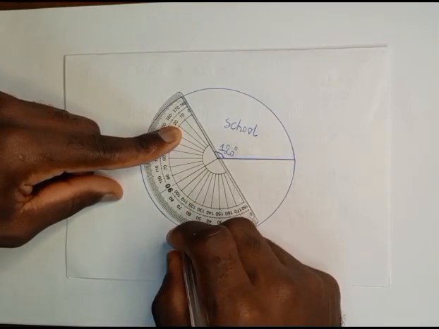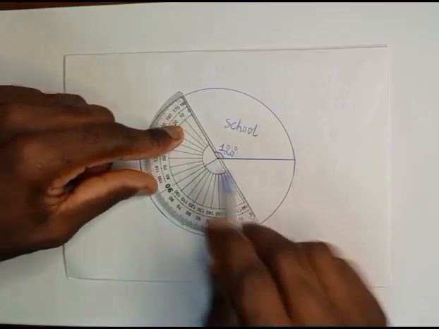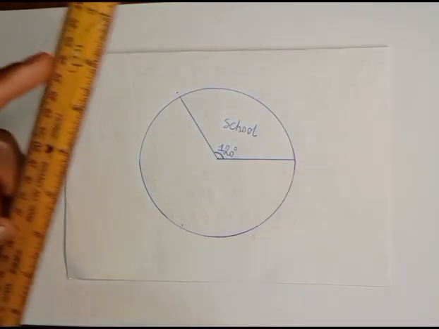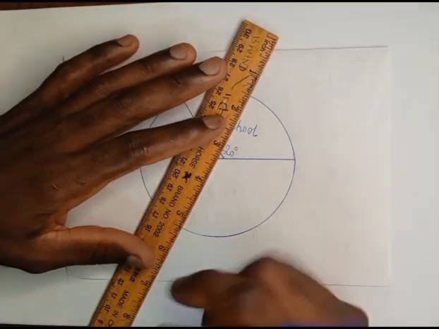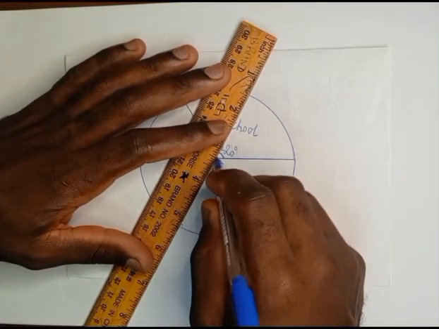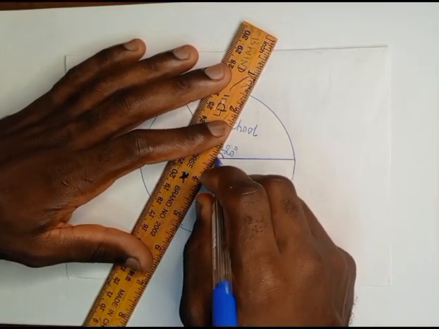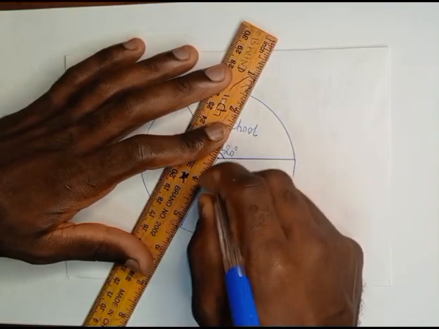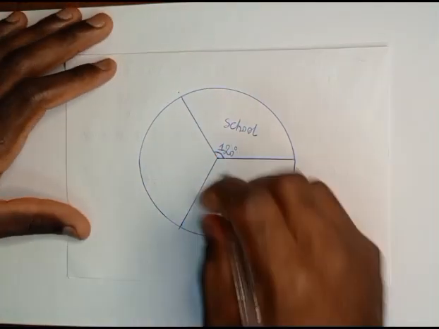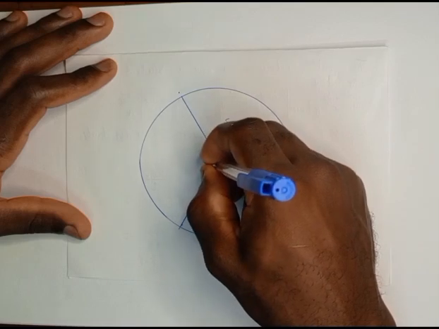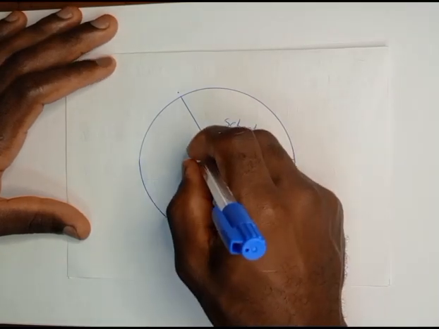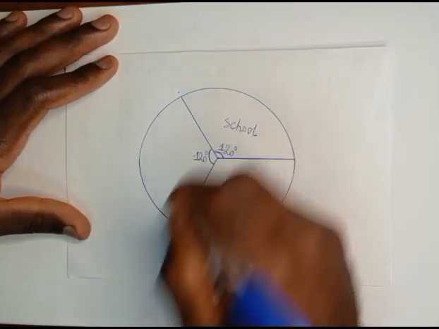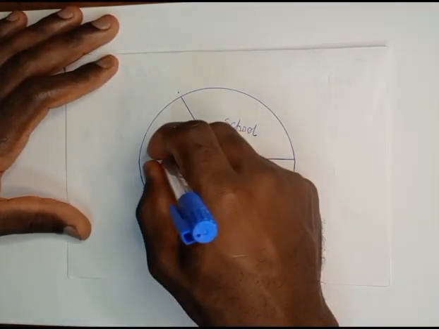Then we connect the center. We draw a line from the center to the circumference, which is the radius. We indicate that this angle is 120 degrees. This is 120 degrees, which is for sleeping.